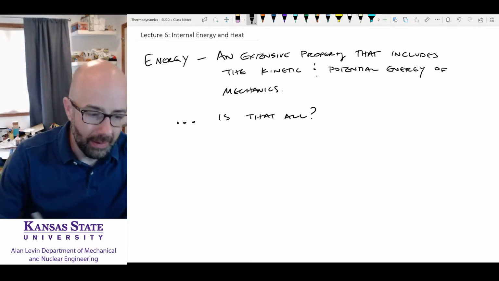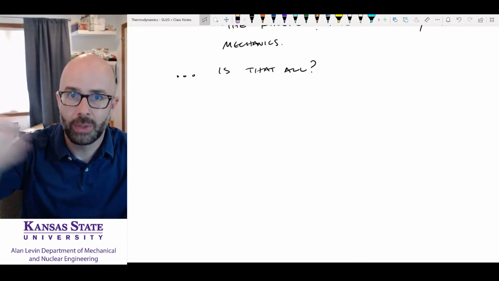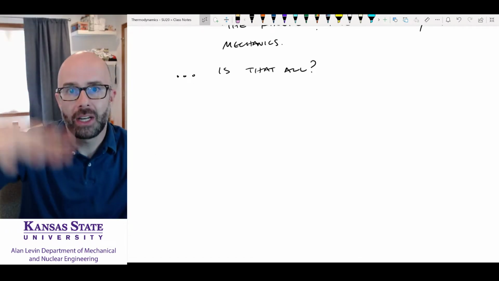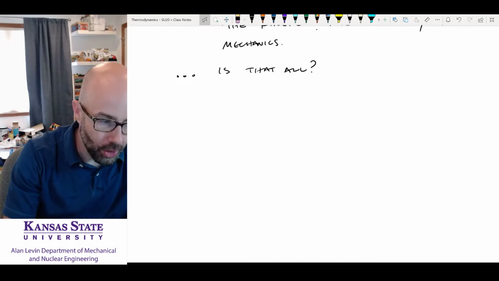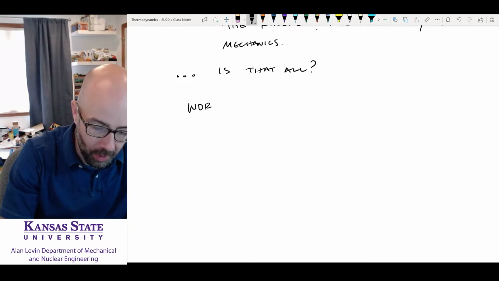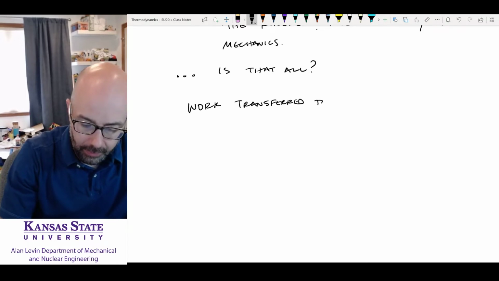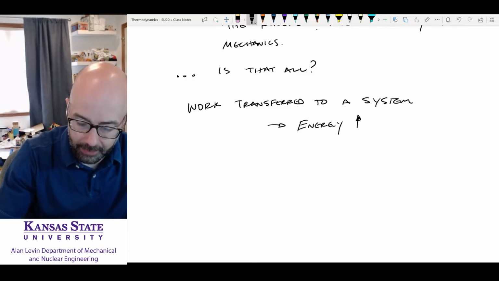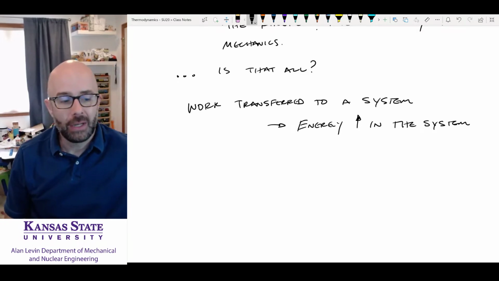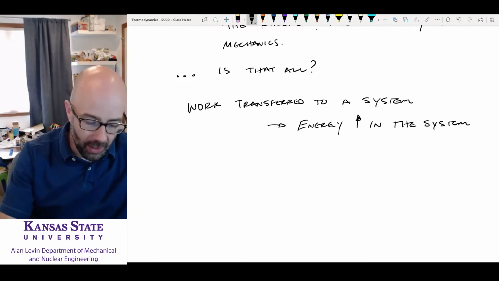What we did was work on a system, from the surroundings to the system. That fist pounded on the top of the syringe, adding energy, adding work to the system, compressing it rapidly. Work was transferred to the system. And the result was that the energy increased in the system. But it wasn't the system's kinetic or potential energy. It was something else that we're going to call internal energy.